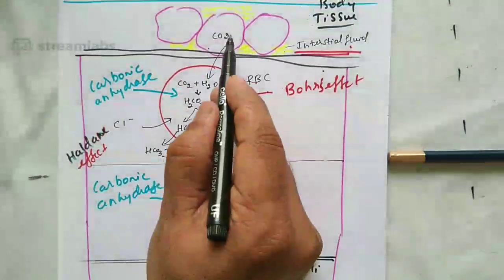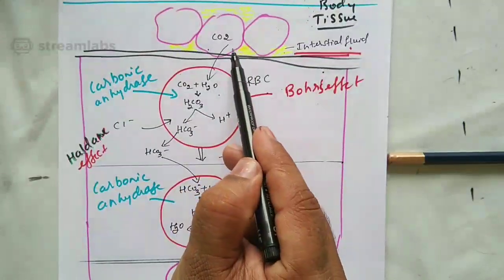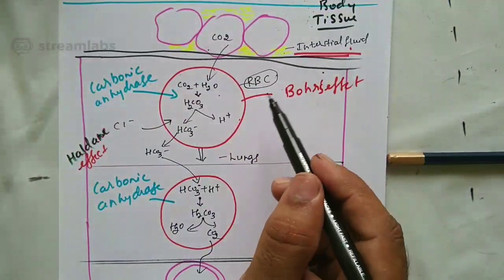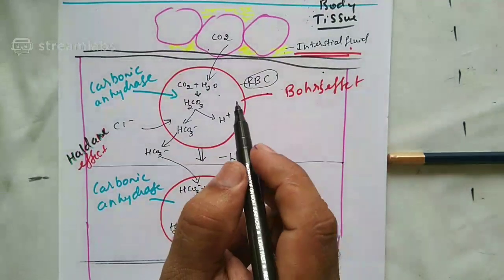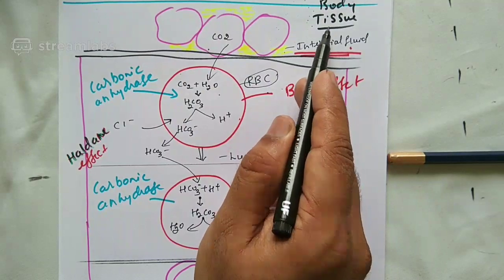Carbon dioxide. They release carbon dioxide. And this carbon dioxide will enter the red blood cell, RBC. So carbon dioxide enters the red blood cell. That means where, you tell me? This is occurring in where? Tell me. In the tissues, body tissues.